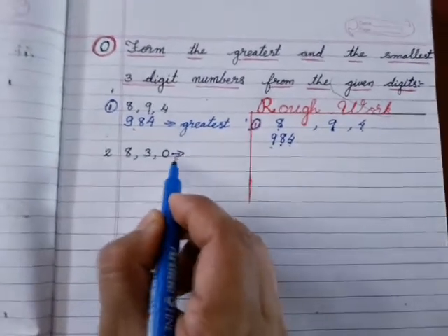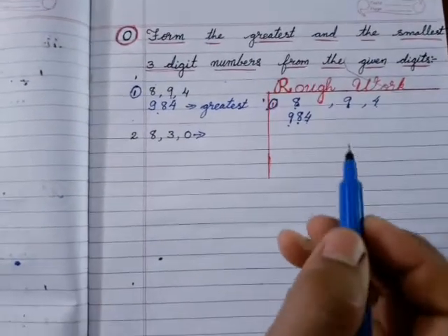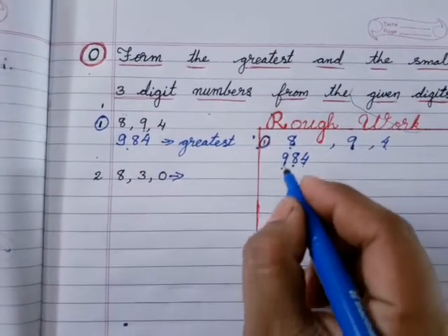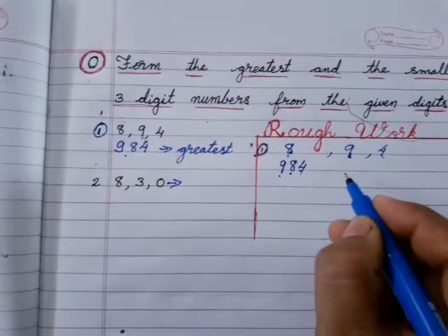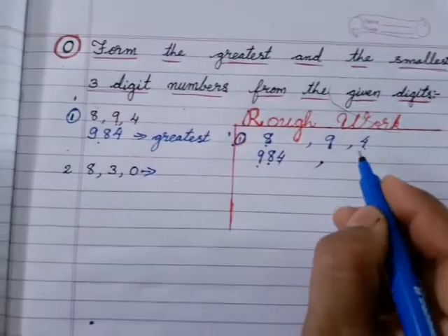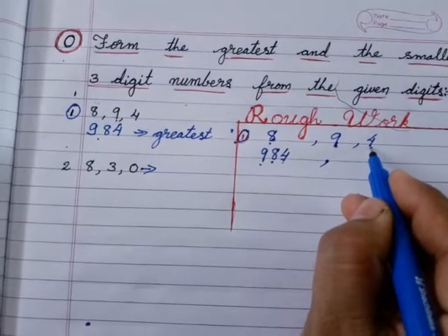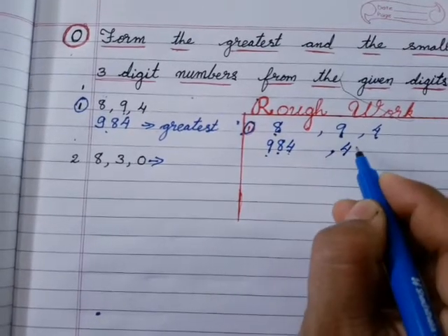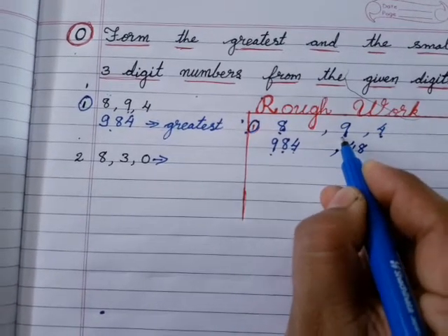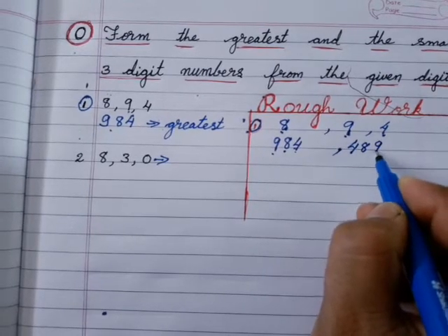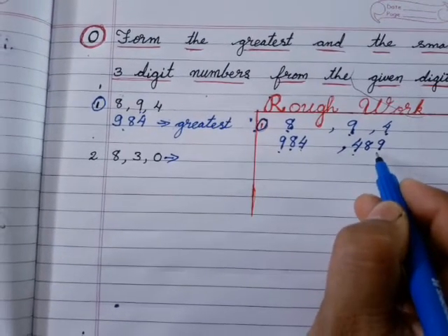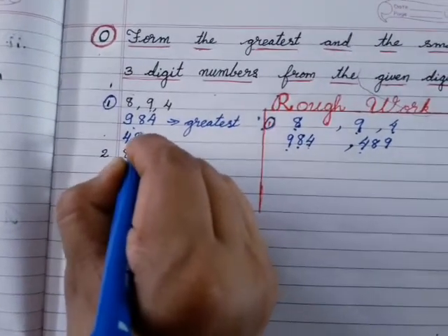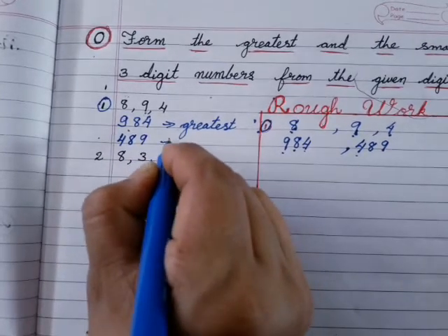Now the smallest number we have to bring. We have to bring it from the same digits, from question 1. Now how will we make the smallest number? First we take the smallest digit among these, which is 4. Then the second smallest is 8. The greatest is 9. Now your smallest number is also ready: 489, smallest.